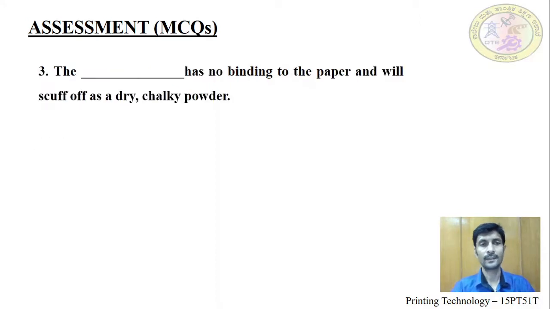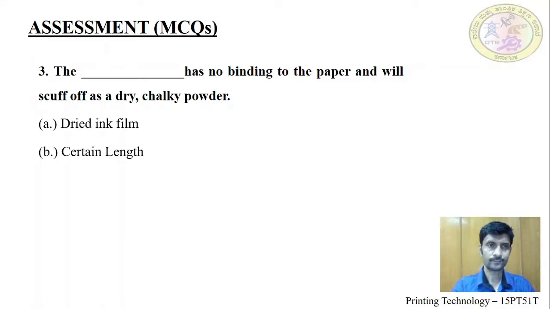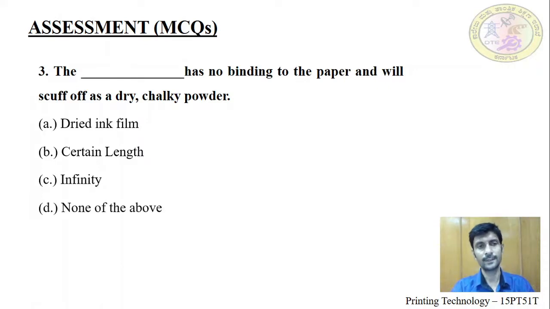Next question: the dash has no binding to the paper and will scuff off as it dries, or the chalky powder. The options are dried ink film, the certain length, infinity, or none of the above. Normally, the ink film takes the major role. If it does not bind onto the paper, then it may cause chalking and drying.